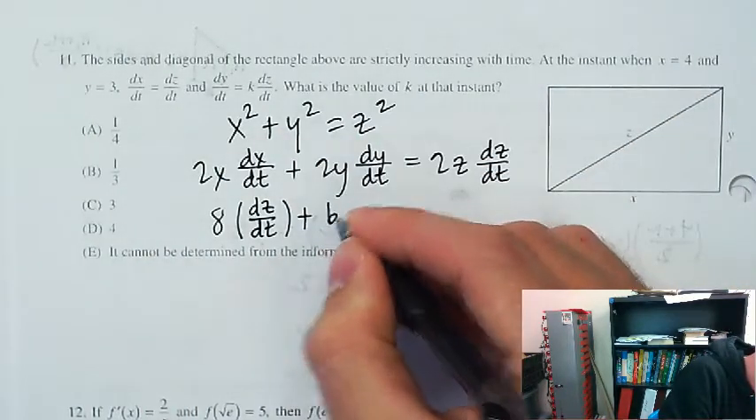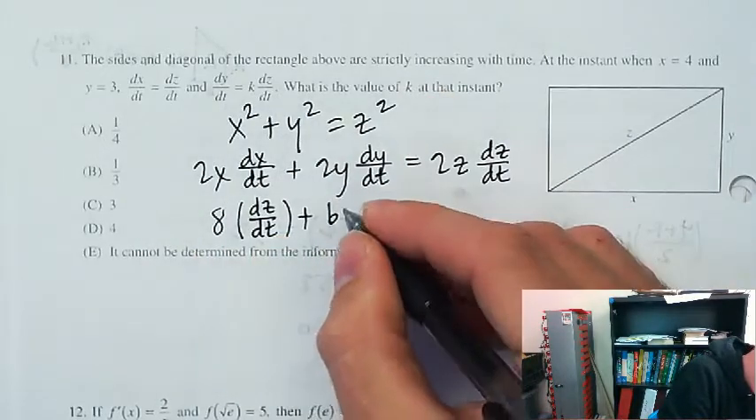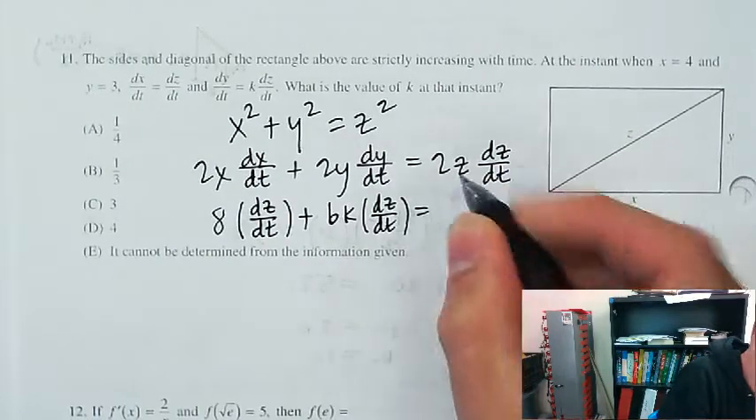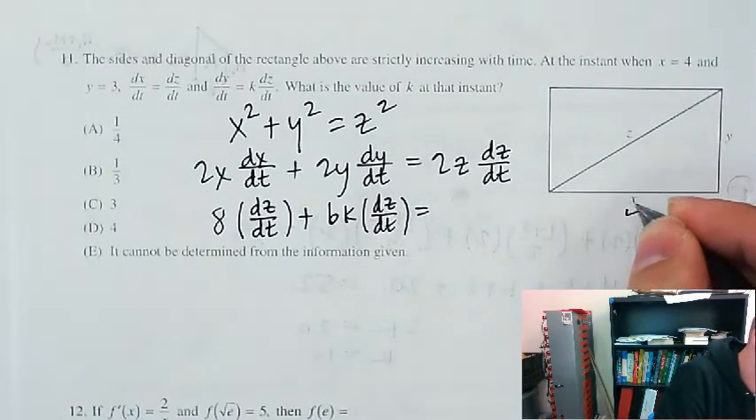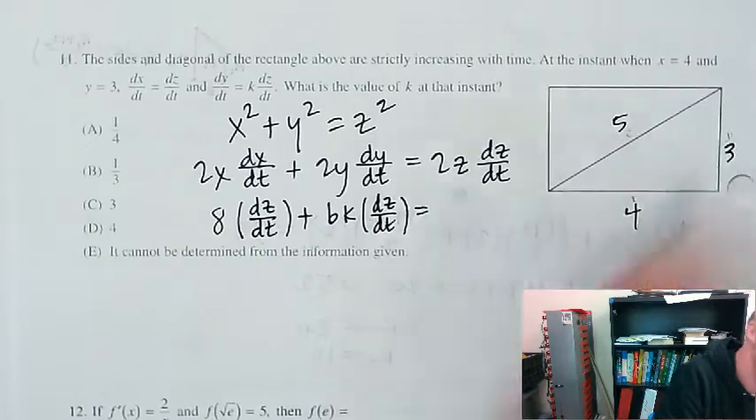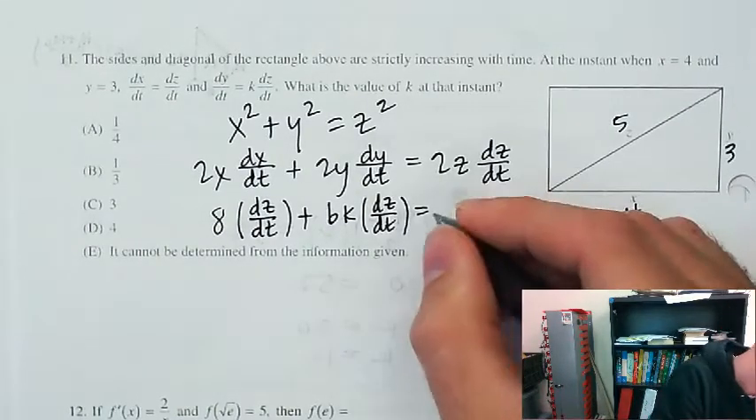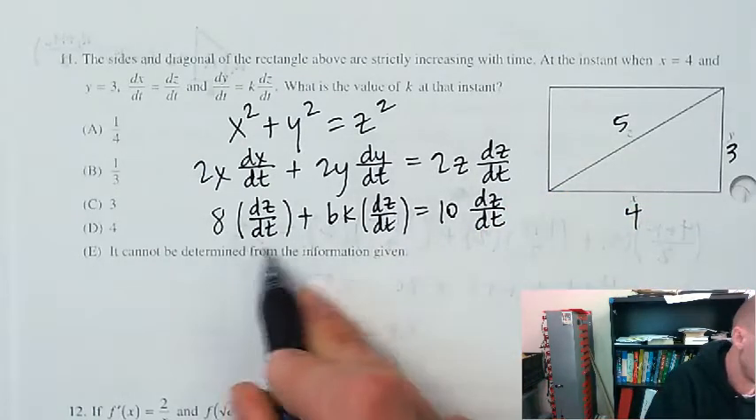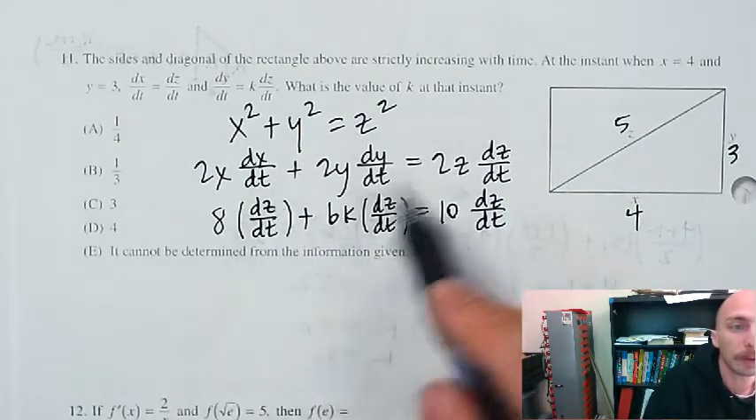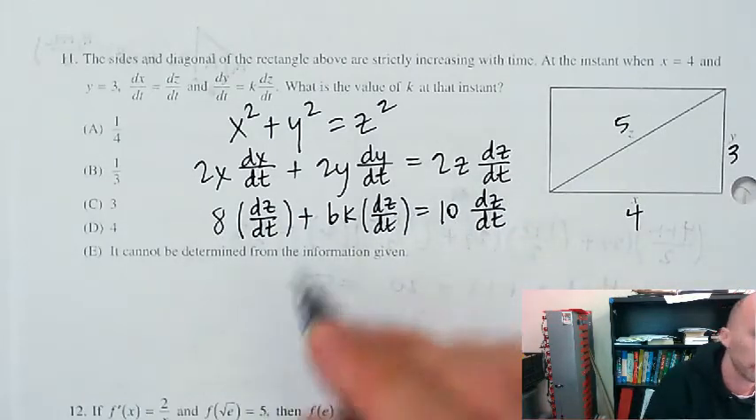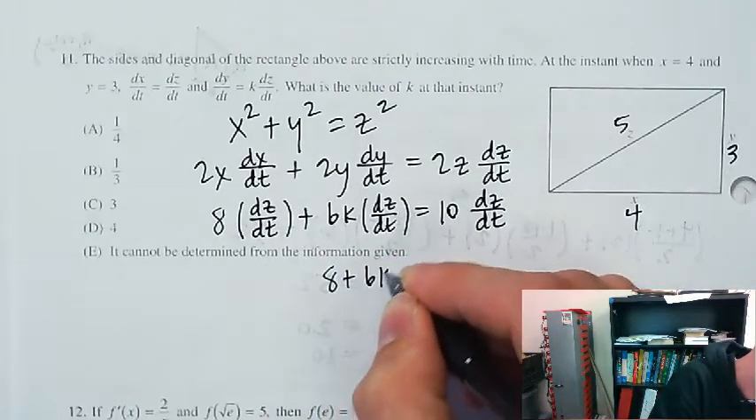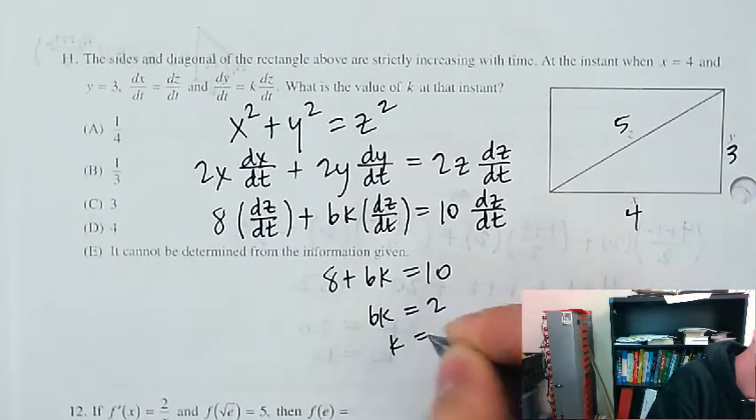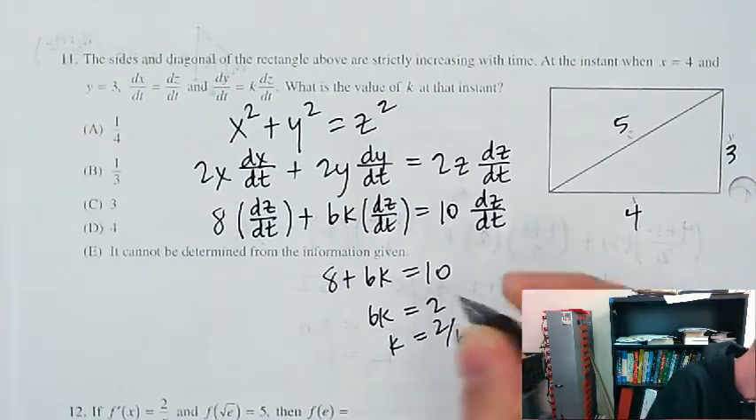2y is going to be 6. dy/dt is equal to k times dz/dt. If x is 4 and y is 3, then z is going to be 5, and so that will be 10 dz/dt. I think I'm going to divide both sides of this equation by dz/dt, so I'll lose it here and there and there. And so I'll have 8 plus 6k equals 10. That means that 6k is equal to 2, and k is going to be 2 divided by 6.